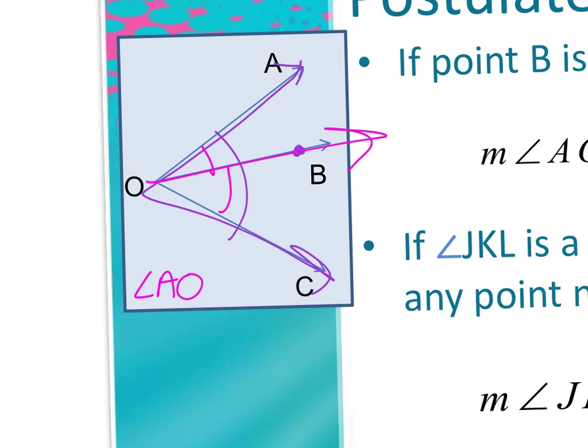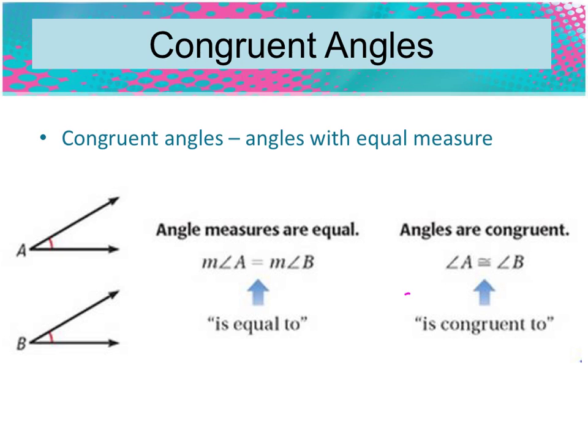Congruent angles are angles with equal measure. So equal is referring to the measure, and the angles themselves are said to be congruent. If I knew they both were 30 degrees, the measures would be equal, but the angles themselves are said to be congruent. And again, congruent has this little symbol on top. It's a little wave over the equal sign.